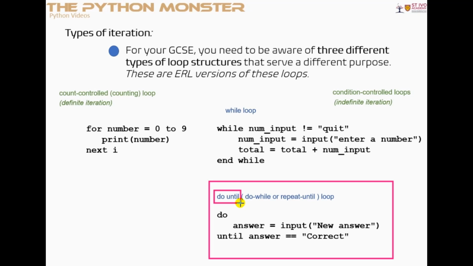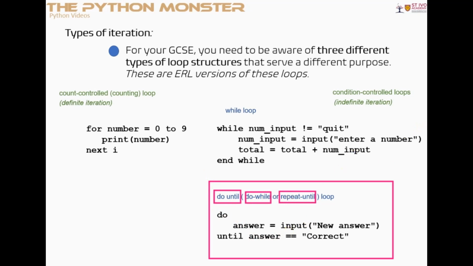However, if you read around the subject of iteration on websites and in books, you will very often find that the do until loop is referred to by a different name, and there are loads of them, guys. The do while loop, the repeat until loop, is just two of them. So again, I don't want you to get confused, because if you see on a website or in a book that these types of loops are referred to by a different name, it's basically the same type of loop, it's just given a different name.